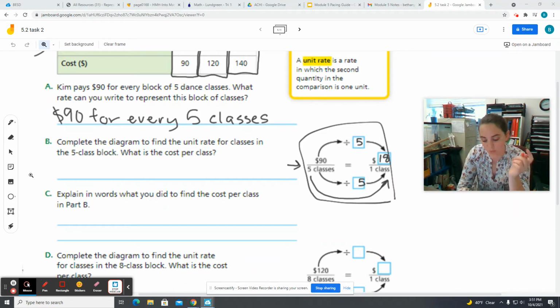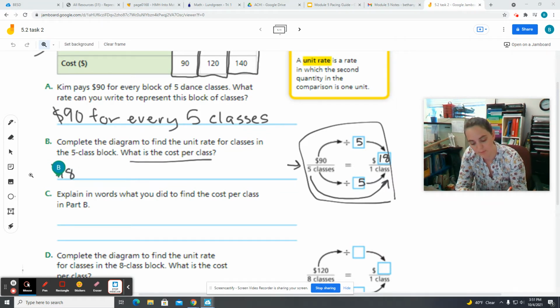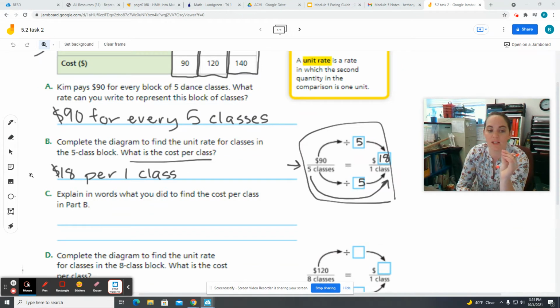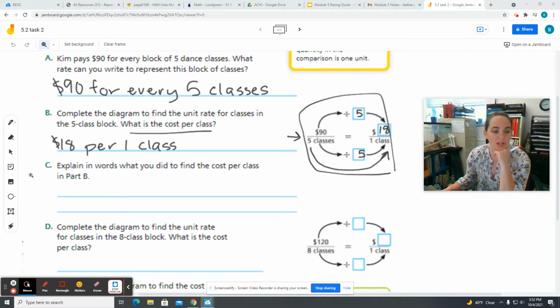So when it asks what is the cost per class, the cost is $18 per 1 class. You can write it as $18 per class, but this just always helps me remember this is a unit rate. It's $18 per one class. Okay, let's go to the next one.